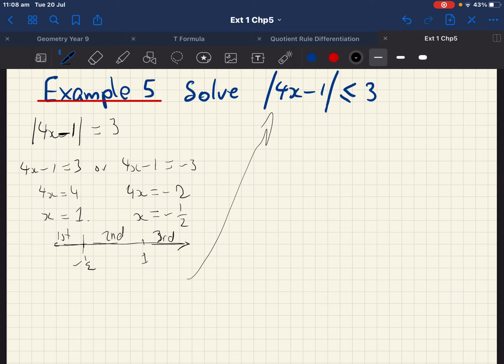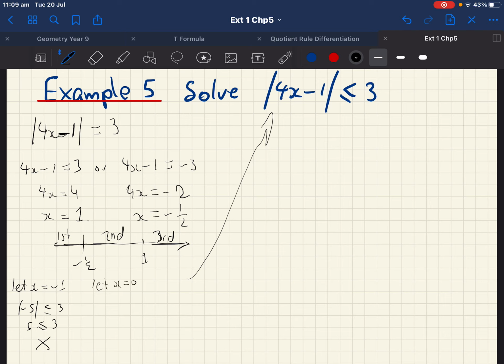So our first region, I'm going to let x equal -1. I'm going to plug that into our equation. We end up with the absolute value of -5 is less than or equal to 3. The absolute value of -5 is 5, of course. Ultimately, we end up with something which is incorrect, it's false. That first region is not part of our solution.